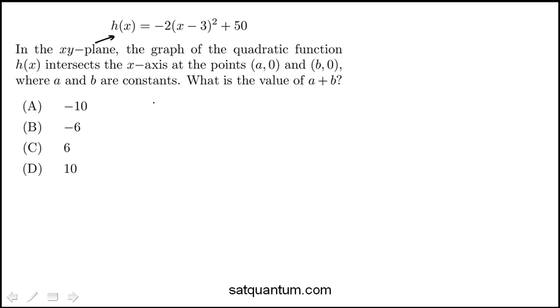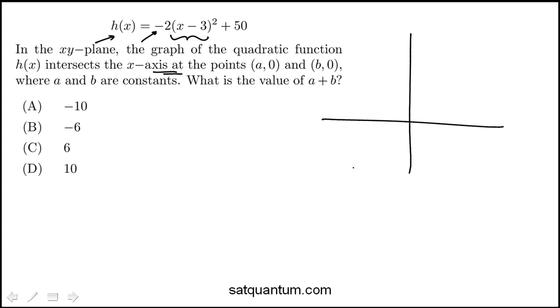So here we're given this quadratic function, and we're asked where this function intersects the x-axis. So this is a parabola that opens downward, as shown by the negative coefficient of the x squared term, because if you do the expansion here, you'll get a negative 2x squared.